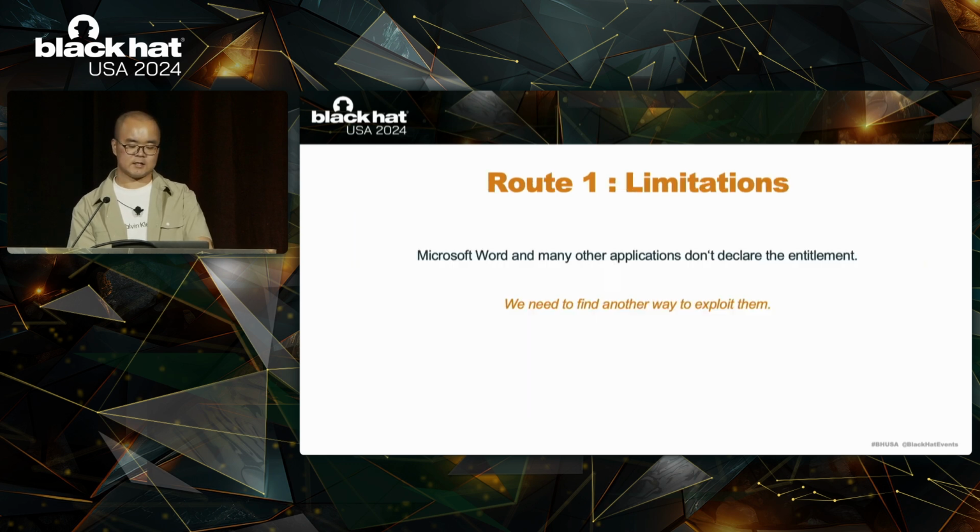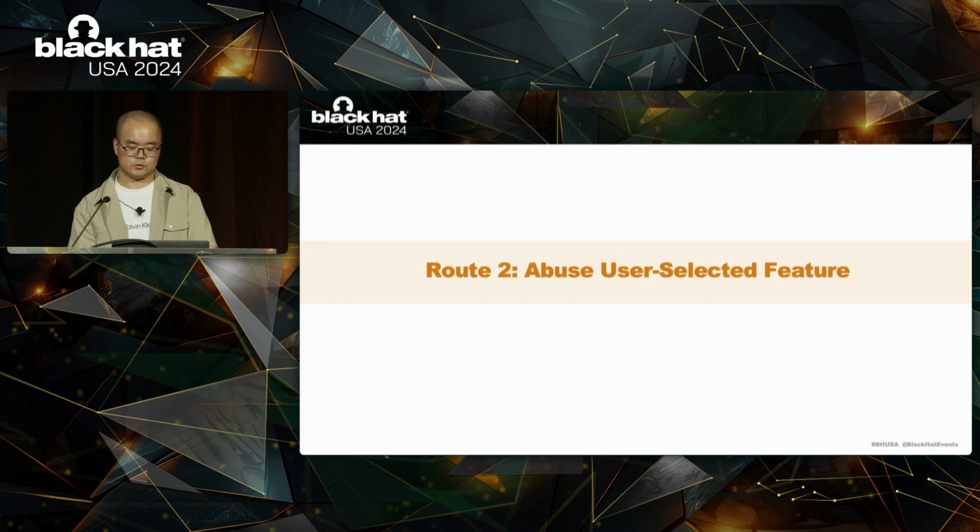Obviously, it has some limitations. Like Microsoft Word and many other applications don't declare the entitlement. So we need to find another way to exploit them. Here comes route 2. We can abuse the user-selected feature. So what is the user-selected feature?